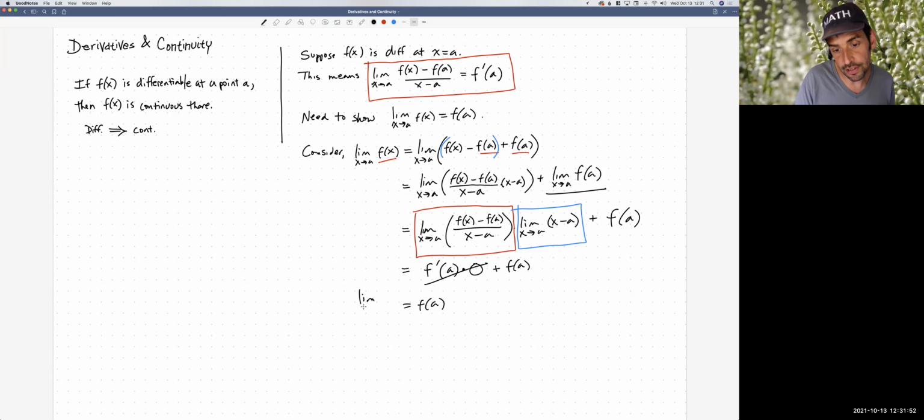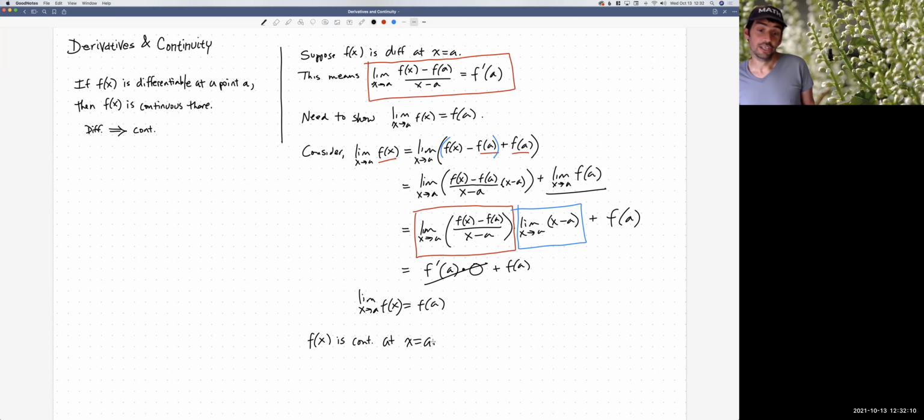This is, of course, 0, any number times 0, and we're left with F of A. And so we've now shown that the limit as x goes to A of F of x is equal to the value of the function there. So F of x is continuous at x equals A, okay? So we've shown that if all we know about a function is that it's differentiable at A, we must then know that it's continuous there, okay?